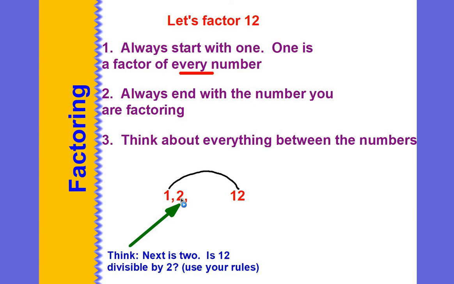So then I think, 2 times what gives me 12? And that's going to go next to the 12, because I would go low and then high. In this case, 6. 2 times 6 gives me 12.